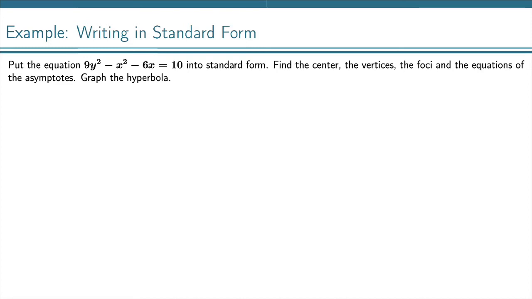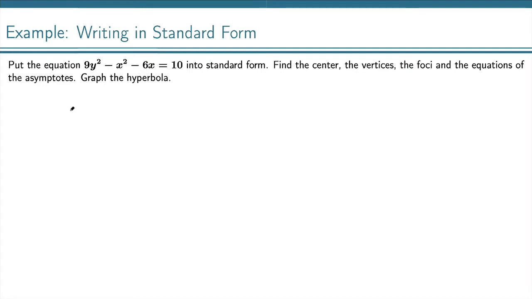Put the equation 9y squared minus x squared minus 6x equals 10 into standard form. Then we'll find the center, vertices, foci, and the equations of the asymptotes. We need to complete the square anytime we've got something where we do not have a perfect square.